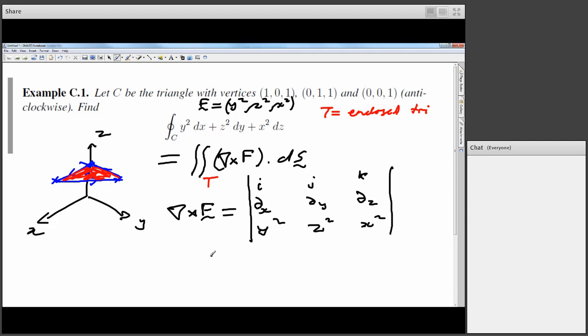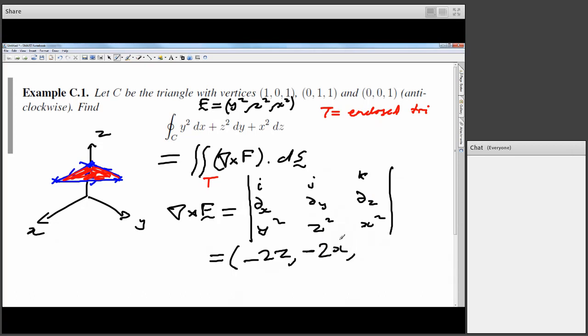So the first component of the curl is going to be the partial derivative of y with respect to x squared, which is nothing, and then go the other way, minus the partial derivative of z squared with respect to z, which gives you minus 2z. The next component, you alternate signs, so a big minus sign, and then you do the partial derivative of x squared, which gives you 2x, and then minus the partial derivative of y squared with respect to z, which gives you nothing. And so you're left with just minus 2x.